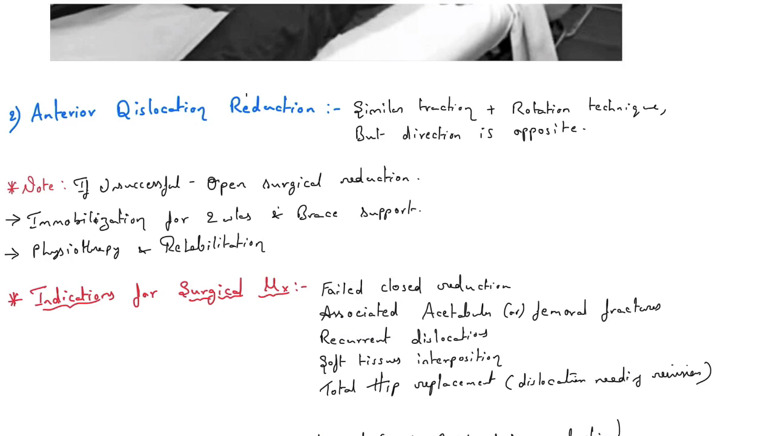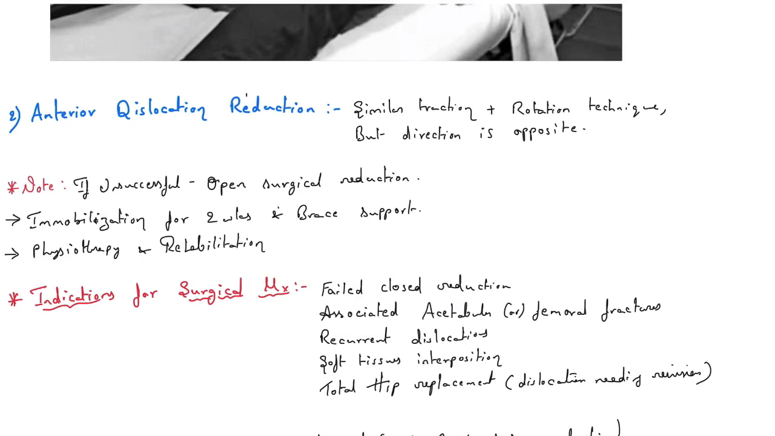In weeks 2 to 6, we do gradual weight bearing with crutches or a walker, and we can begin active assisted range of motion exercises. In weeks 6 to 12, we can start full weight bearing and strengthening exercises for the gluteus, hip flexors, and quadriceps. Okay, and we have to avoid high impact activities for at least 3 months.